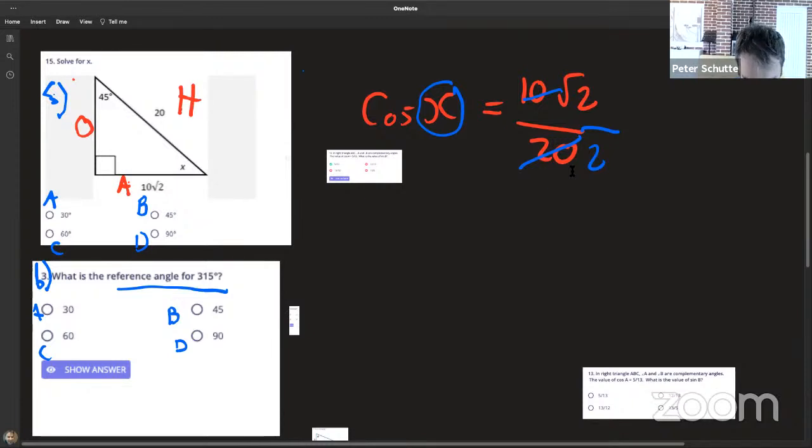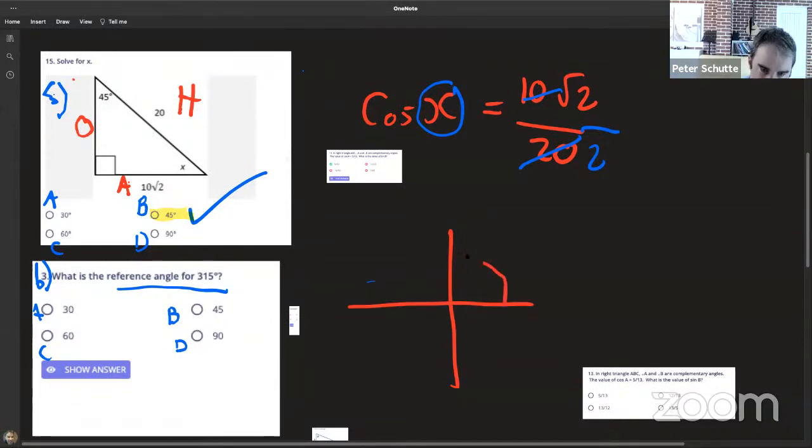And then what's the reference angle? Well, for the reference angle of 315, the way I think about it is 315's angle goes all the way to here and makes that triangle. And then we ask ourselves, how far away is 315 from the nearest horizontal? It's going to be 45 degrees. So the reference angle is going to be 45 degrees. Whether it's positive or negative will depend on the CAST diagram, but that's basically it.